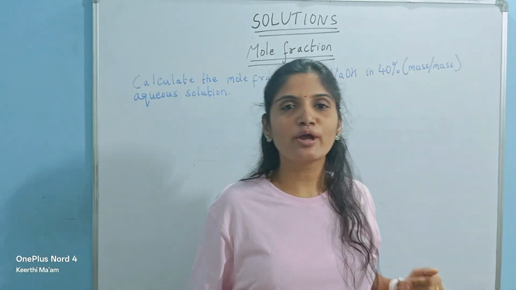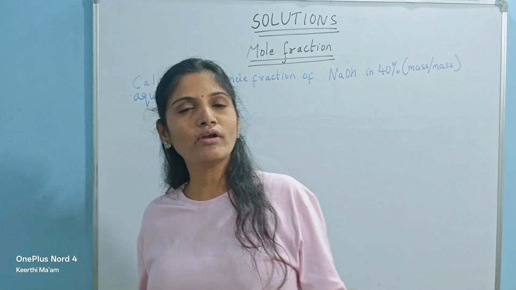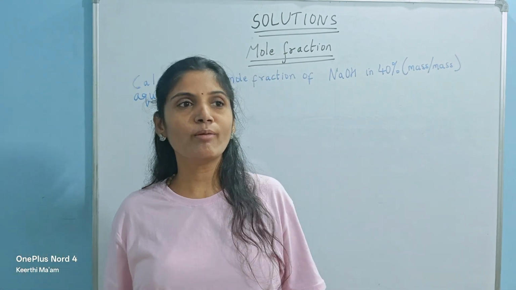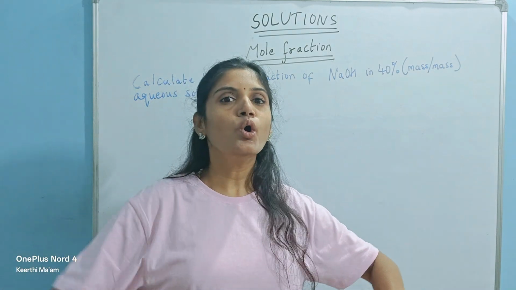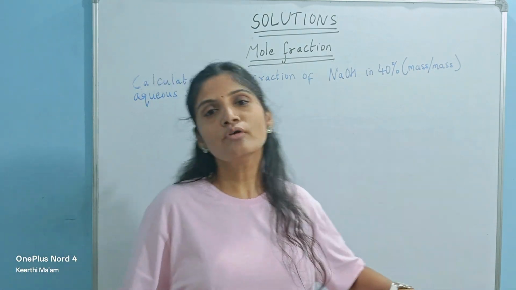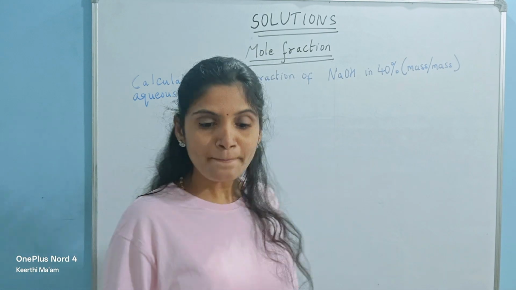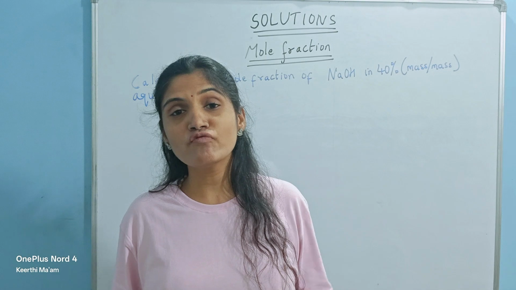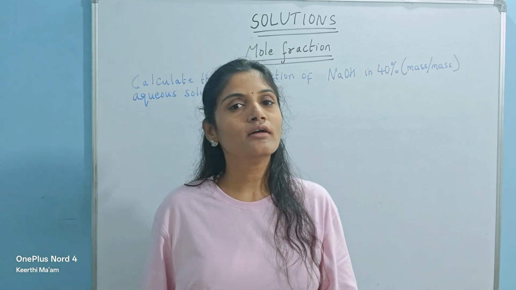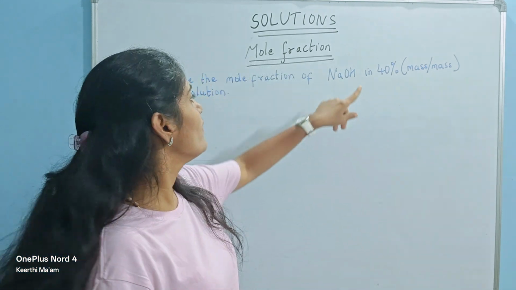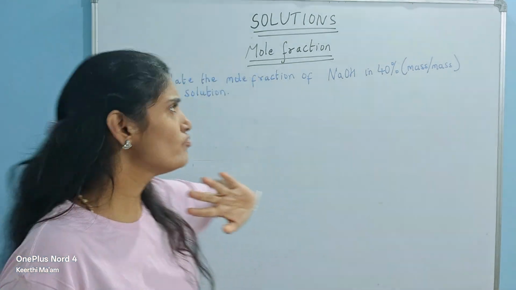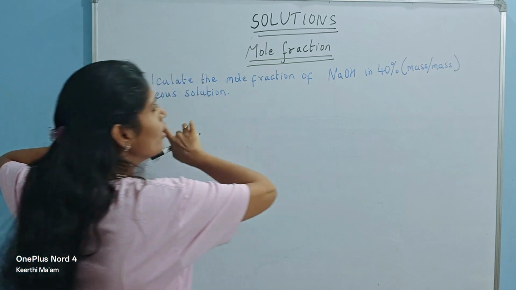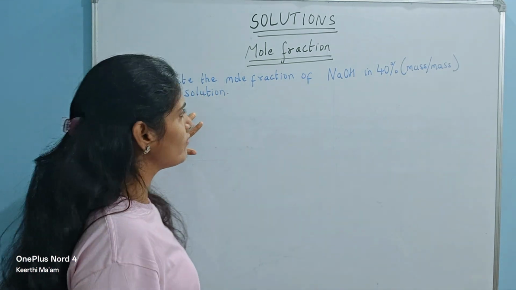Now this is what I was talking about. When we are trying to solve questions on one particular concentration term, it is not always compulsory that the data will be confined only to that. They will be bringing other concentration terms also into that. That is the reason when I was teaching you percentage compositions, I was very clearly telling you that you should understand what data you can get when they say 40% mass by mass. First we'll try to do that. We'll calculate the mole fraction of NaOH in 40% mass by mass aqueous solution.